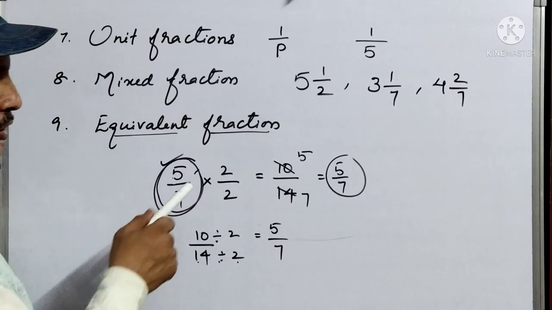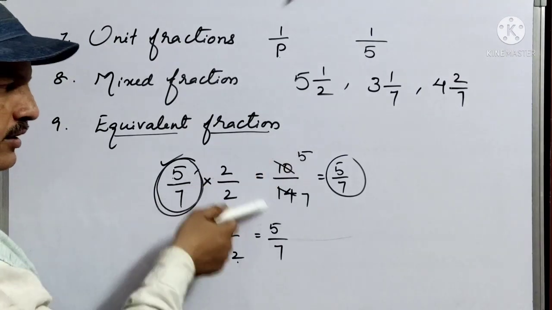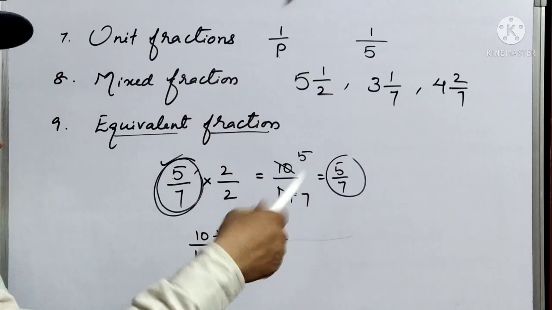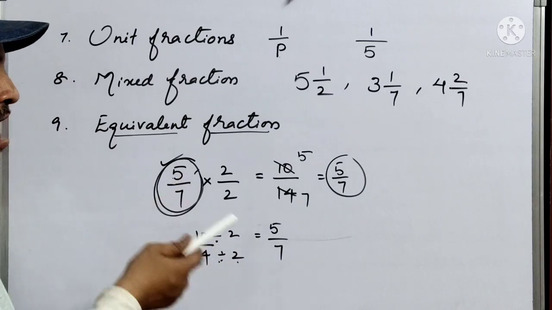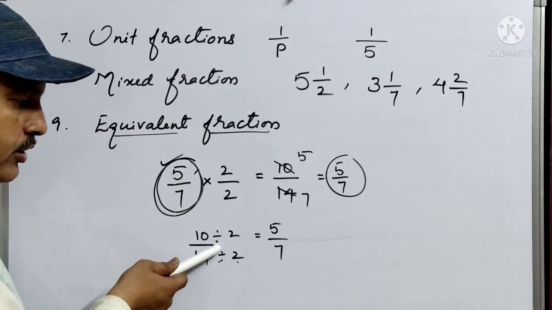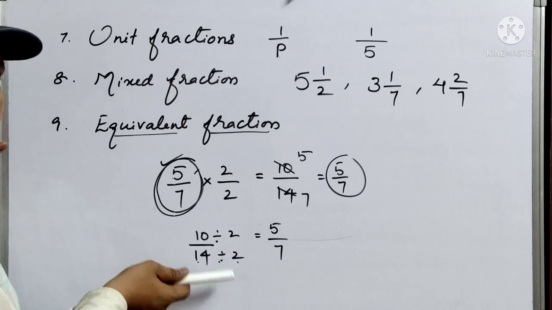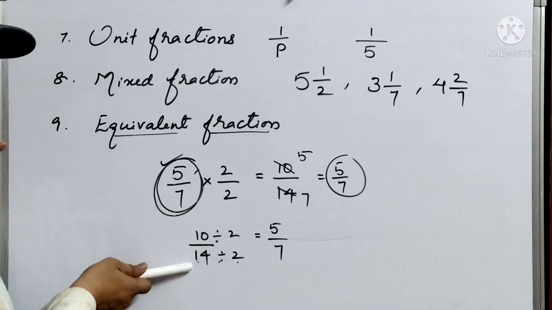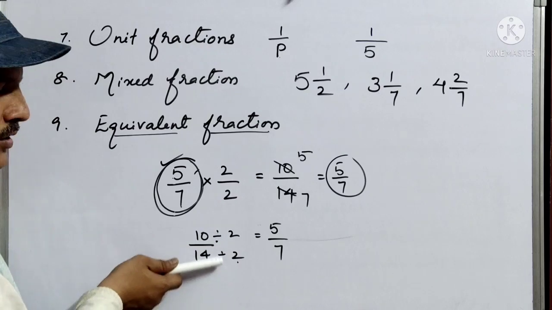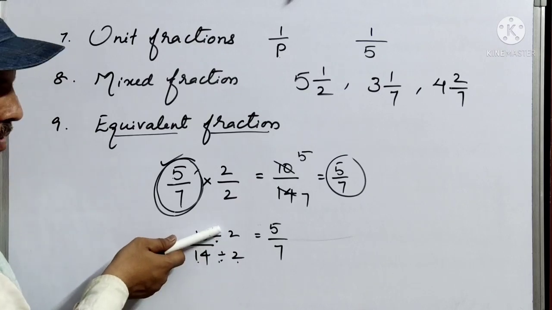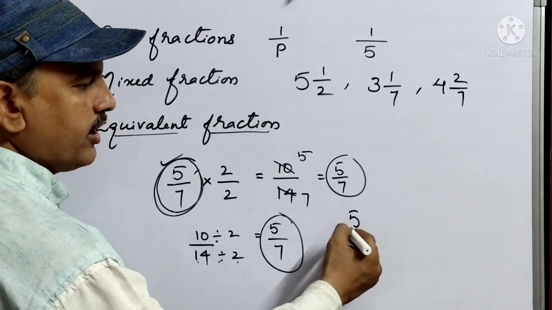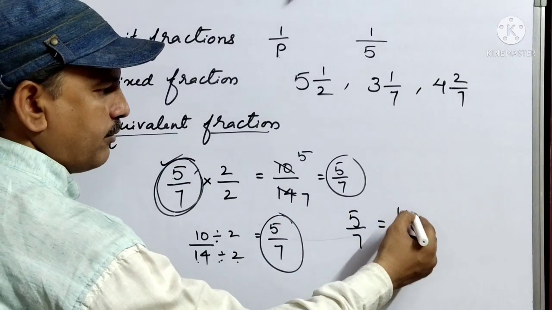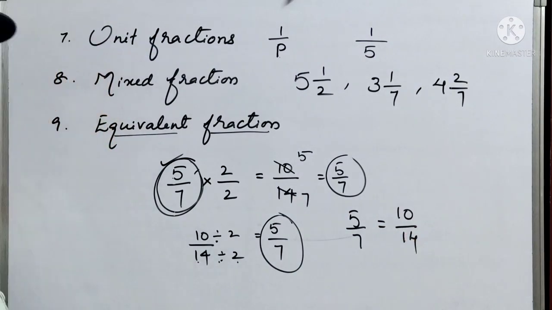Is it clear? That is an equivalent fraction. Already 10 by 14 is given as an equivalent fraction to 5 by 7. But how will you show that it is 5 by 7? You have to divide with the same number, because both 10 and 14 are divisible by 2. We are doing division with the 2 table. After that you got 5 by 7. So 5 by 7 is an equivalent fraction for 10 by 14. Both are same. That is called equivalent fraction.